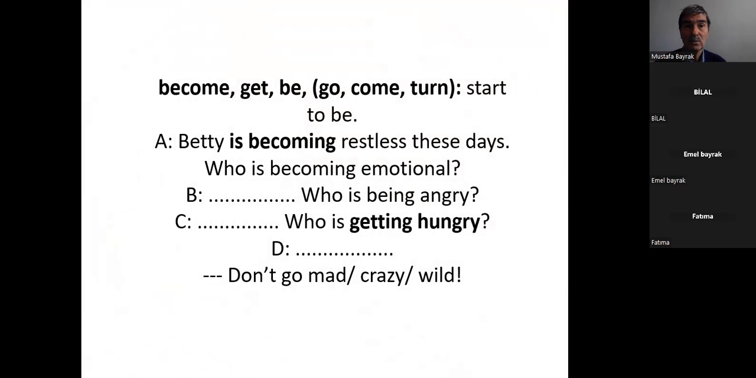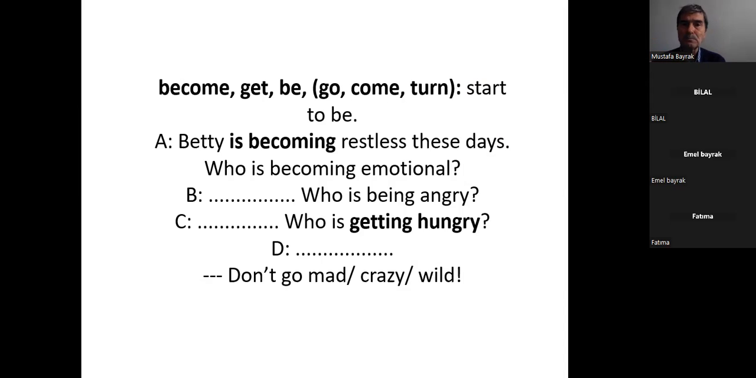Yes, this is also important. Become, get, be, go, come, turn mean start to be. Okay. Betty is becoming restless these days. Betty is becoming unhappy. Okay. Yes. Getting unhappy, being unhappy, or going unhappy. Yes. Some of them may be, or some of them may not.